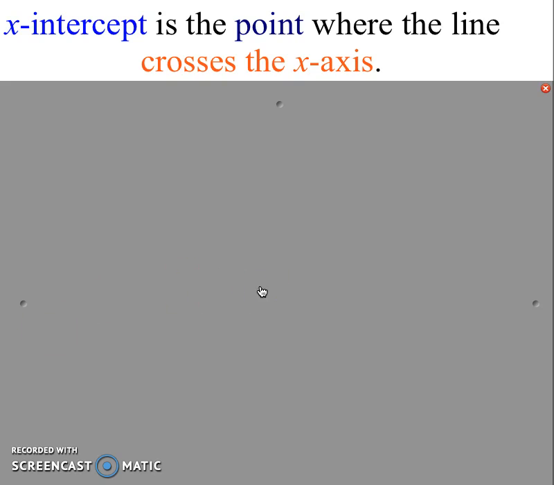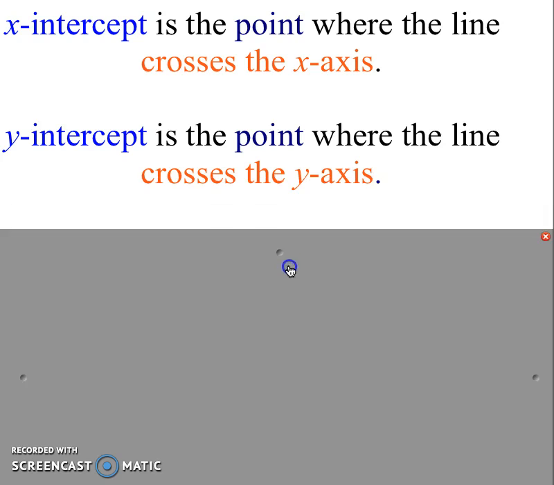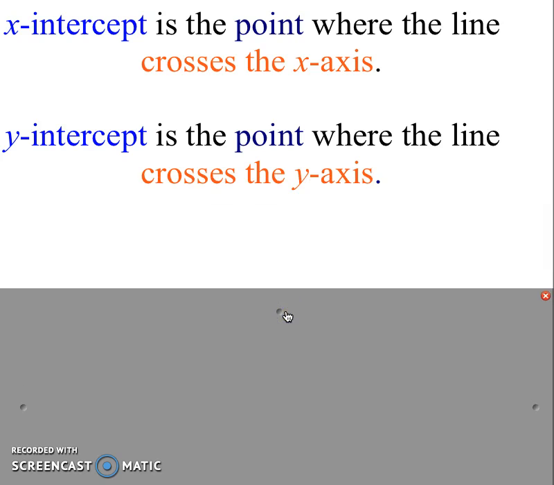The x-intercept is the point where the line or your graph line crosses the x-axis. Conversely, the y-intercept is the point on a graph where the line crosses the y-axis.